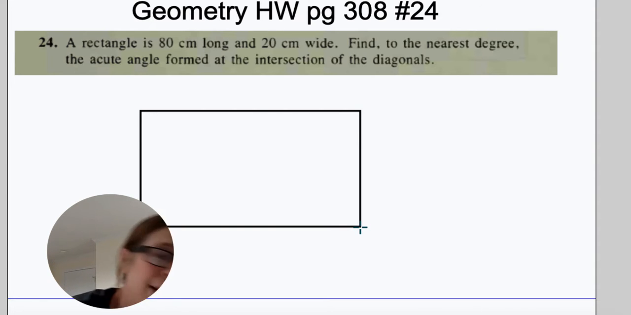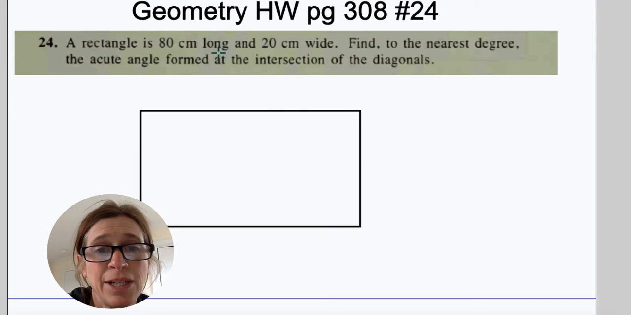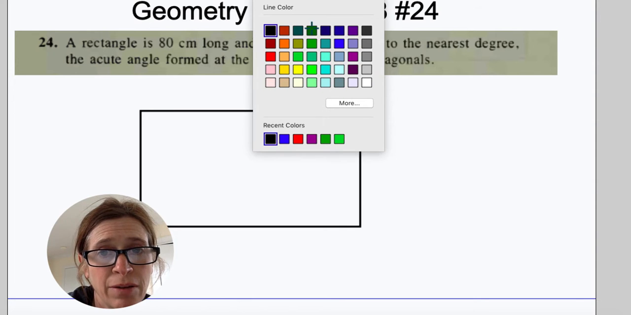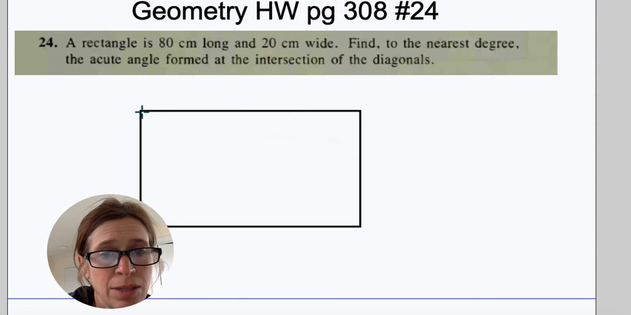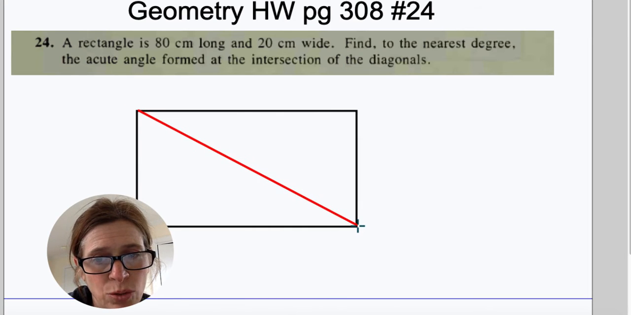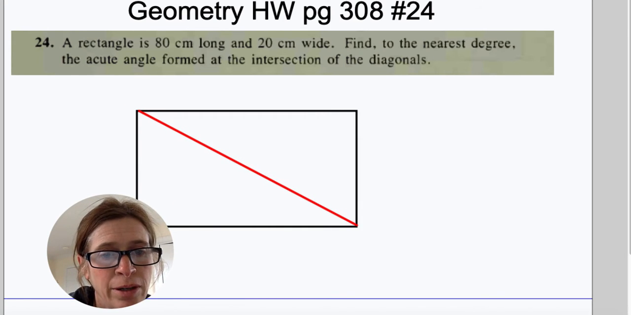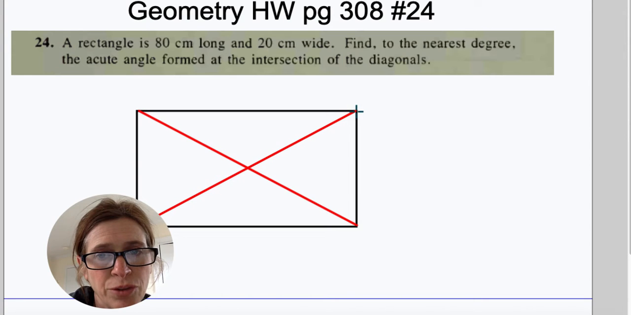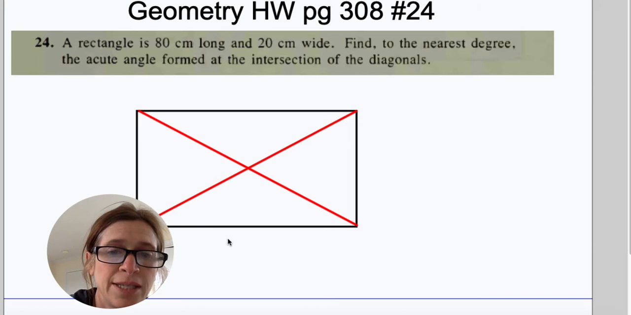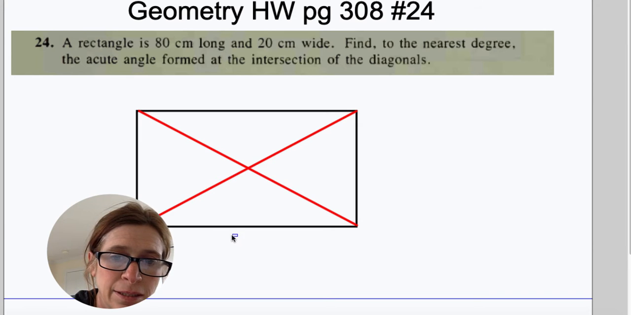I forgot to plug my pen in. Let me do that. It's 80 by 20, and it wants to know about the acute angle where the diagonals intersect. Let me change the color of the diagonals so you can see it. There's one diagonal, corner to corner. Other diagonal, corner to corner. Okay, so now I know that it's 80. Pen's not working. 80 by 20.